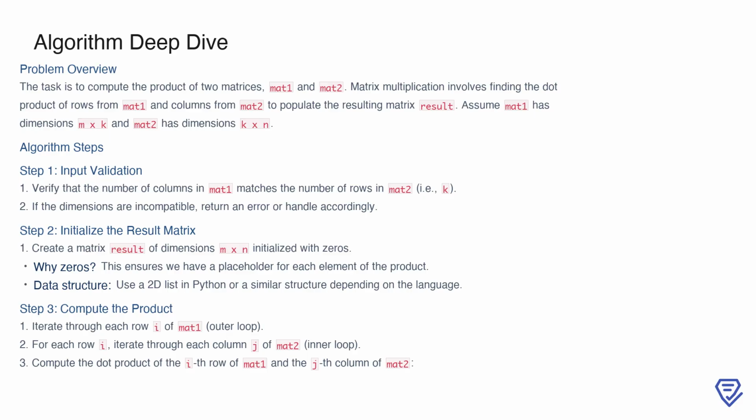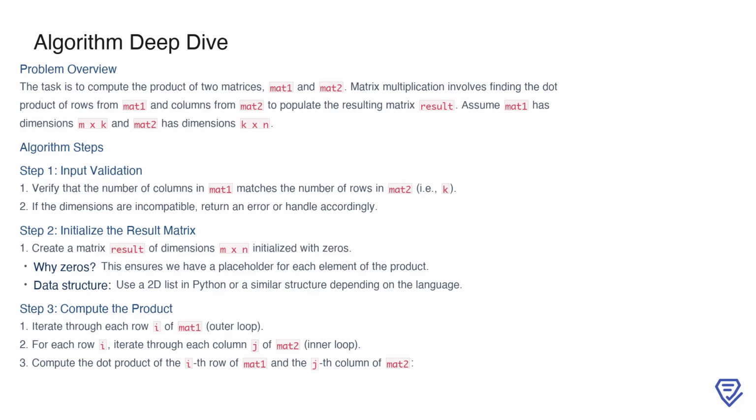The first step is to validate the input. For matrix multiplication to be possible, the number of columns in mat1 must match the number of rows in mat2, which is represented by k. If the dimensions don't align, we'll need to handle this error appropriately.